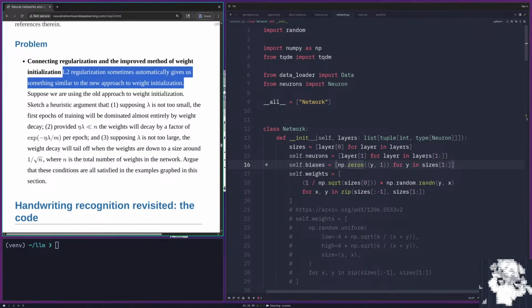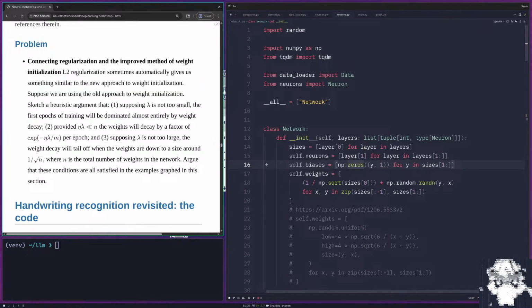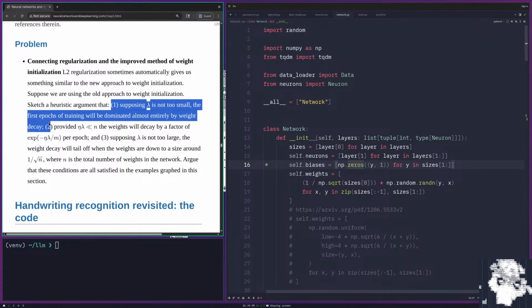So sketch a heuristic argument. That means we don't have to prove it, we just have to hand wave that supposing lambda is not too small, the first epochs of training will be dominated almost entirely by weight decay.